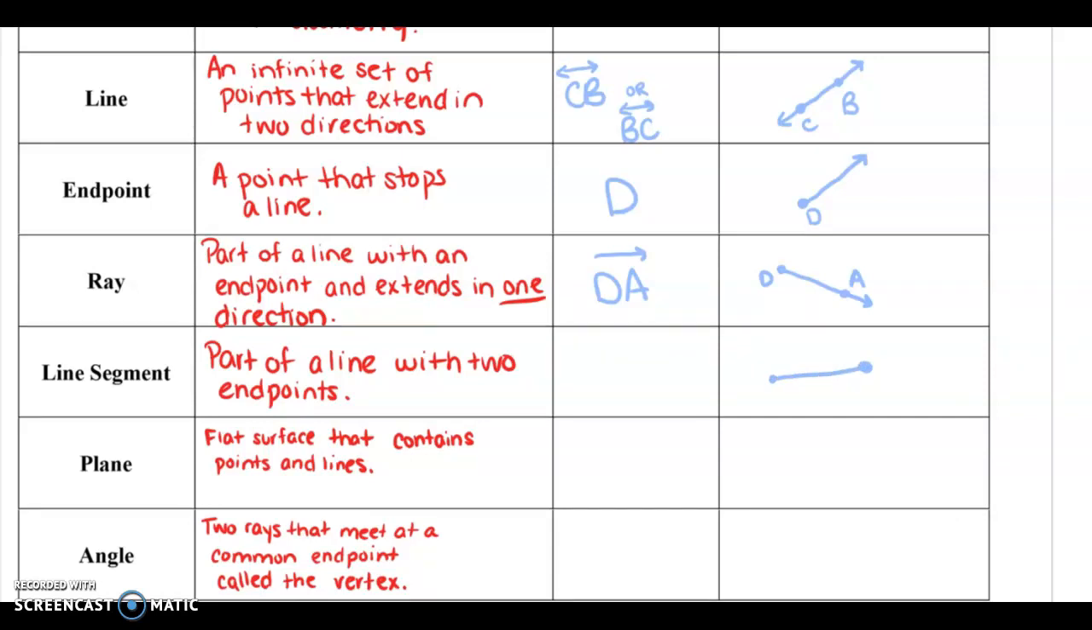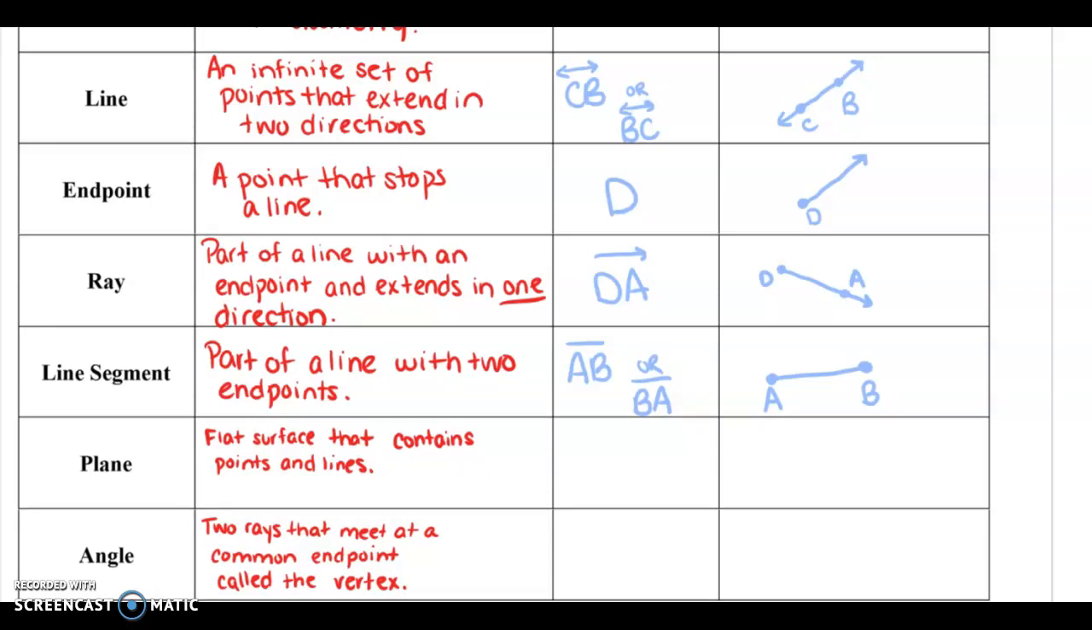Line segment: you stop a line at both ends. So you have 2 endpoints that stop the line, and we can call those A and B. Order doesn't matter because you have 2 endpoints, and you draw a line segment over top. Or you could write it as BA and draw a line segment over top.